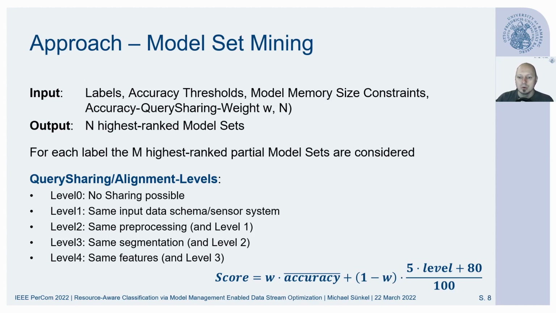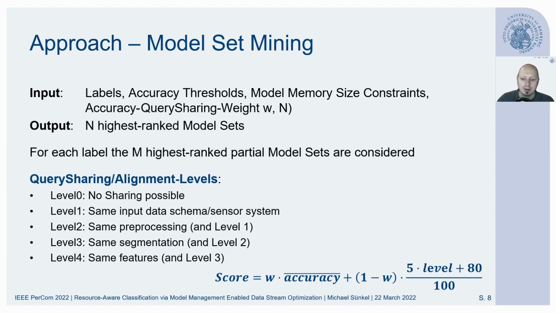Also, the accuracy query sharing weight is given as input. As told before, this accuracy query sharing weight is telling how important accuracy is in contrast to resource consumption. The last parameter is n. This simply is the number of model sets that should be returned. And the model set miner is returning the n highest ranked model sets regarding a scoring function. In order to score a model set, the formula on the bottom of the slide is used.